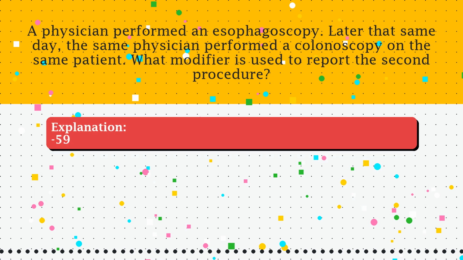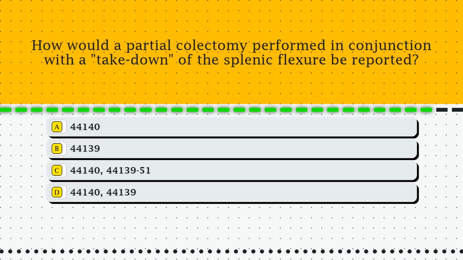Question 71. How would a partial colectomy performed in conjunction with a takedown of the splenic flexure be reported? Option A, 44,140. Option B, 44,139. Option C, 44,140, 44,139 to 51. Option D, 44,140, 44,139.